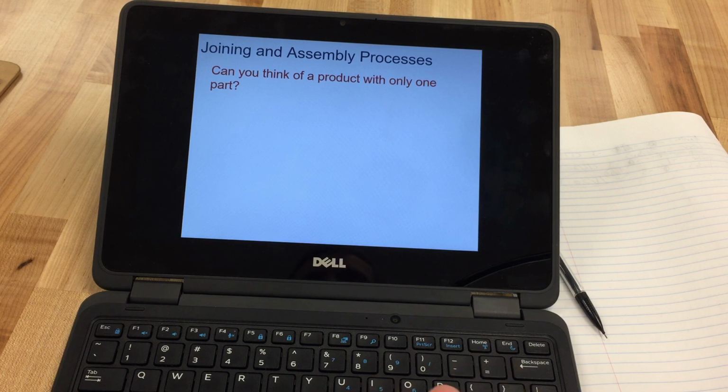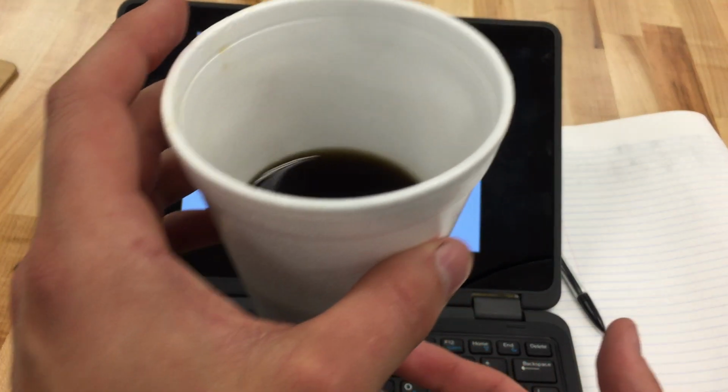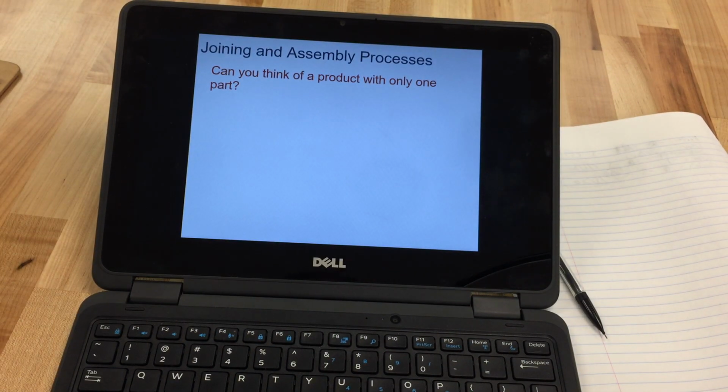Joining and assembly processes. Can you think of a product with only one part? I'm sure they're out there, but not typically. We need to join and assemble things together. For example, this is a styrofoam cup. That is one part.